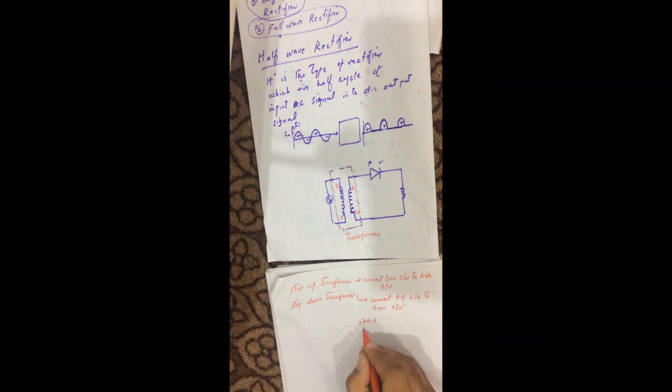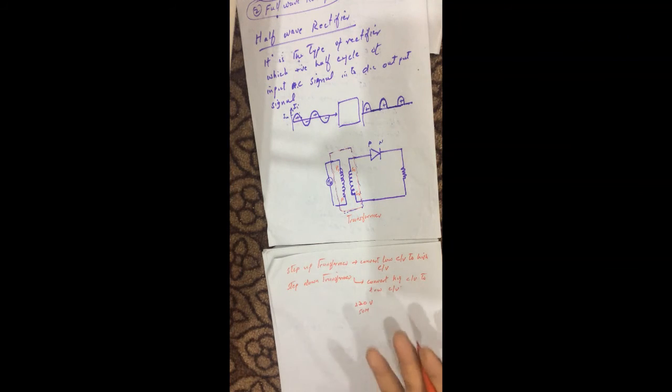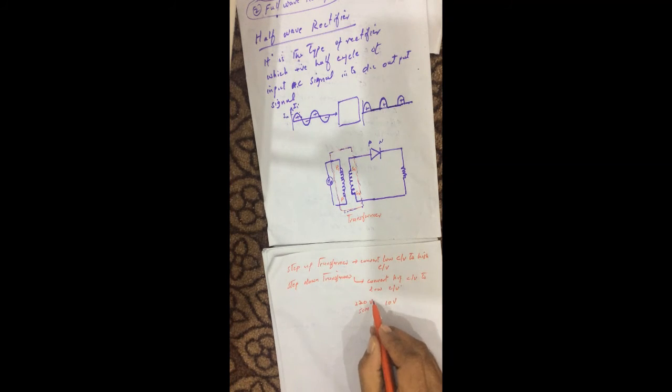Like, let's suppose the voltage coming to our house is 220 volt, 50 hertz. Now, for the charging of your mobile, you need a small value voltage, around, let's suppose, 10 volt. Then, to reduce this high voltage to low voltage, we use a step down transformer.